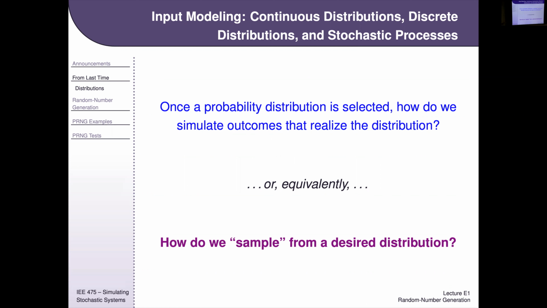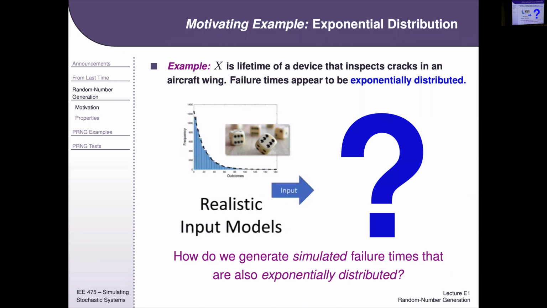How do we sample? That's the term we're going to use. How do we sample from a desired distribution? For example, say we have a model for the lifetime of a device that inspects cracks in an aircraft wing. In our simulation of the whole manufacturing process, we need to accurately know when this machine dies. So we need to simulate realistic failure times that we say are exponentially distributed. How do we get exponentially distributed failure times out of our simulation?